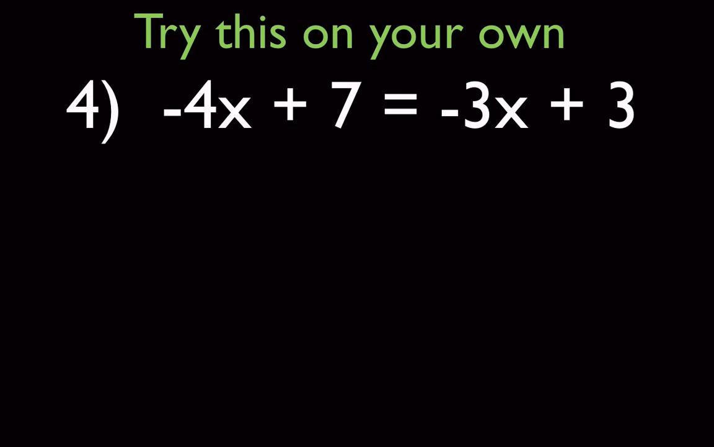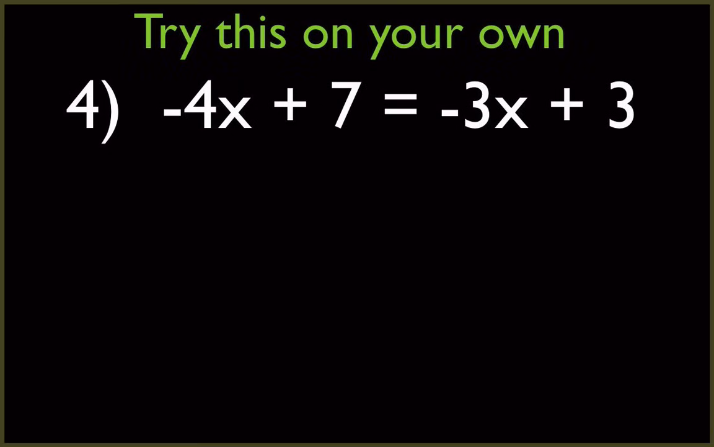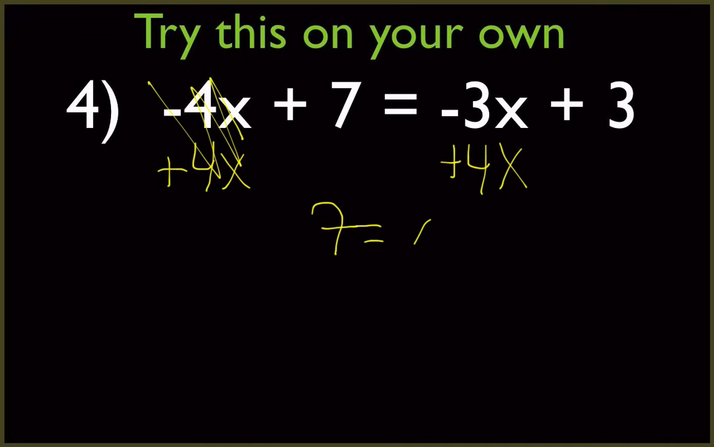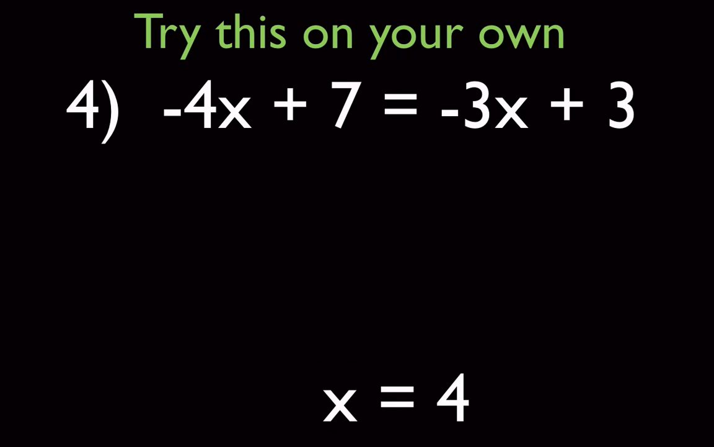Alright, so in this case, the best way to do it is to get rid of the more negative number, the number that is further to the left on the number line, which is actually negative 4. So I'm going to add 4x to both sides. That's going to cancel, and I'm going to be left with 7 equals x plus 3. It's actually just a one-step equation, and I end up with x equals 4.